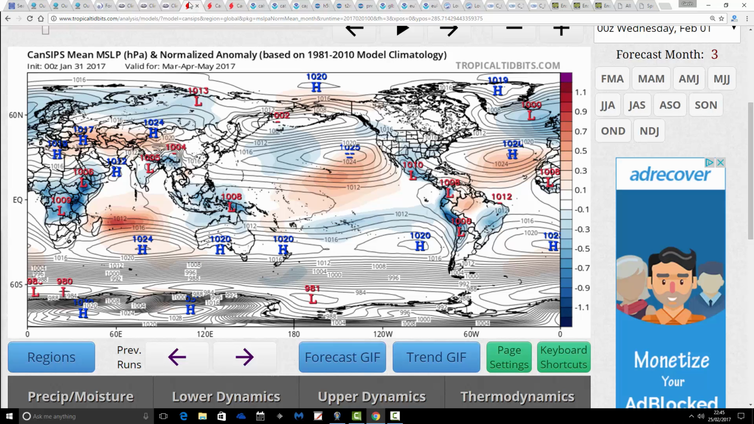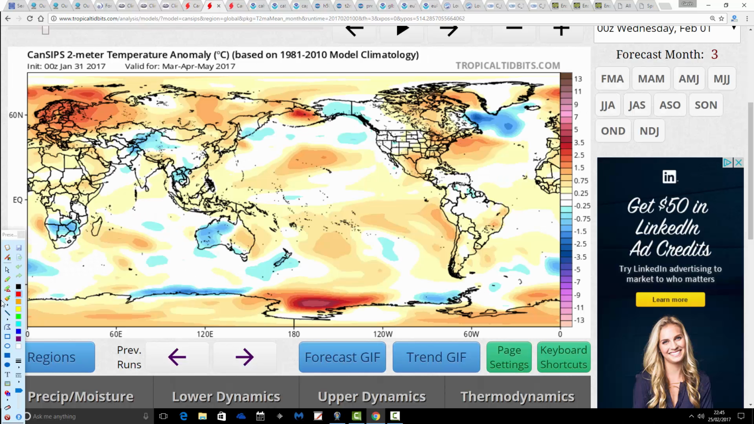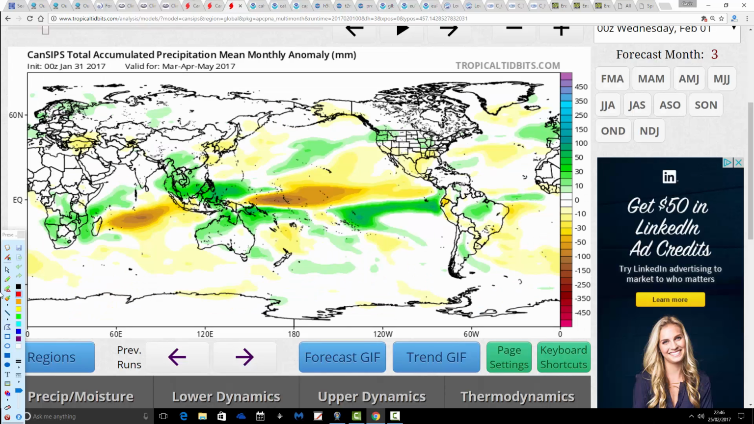CANSIPS is next. This is the mean sea level pressure anomaly from the CANSIPS model. This is from the website tropicaltidbits.com. You can find a link to Tropical Tidbits on the links page. And we're back to the unsettled signal that we were looking at through the models up to the Brazilian. So this one is placing a trough or an area of low pressure over the UK, essentially. The temperature anomaly is coming out milder than average, a warmer than average spring through most parts of Northern Europe, but I suspect it'll be unsettled. Indeed it is. The precipitation anomaly is coming out wetter than average from CANSIPS.